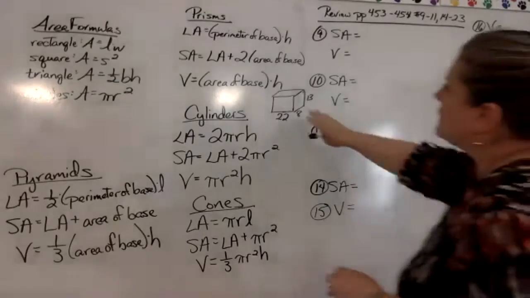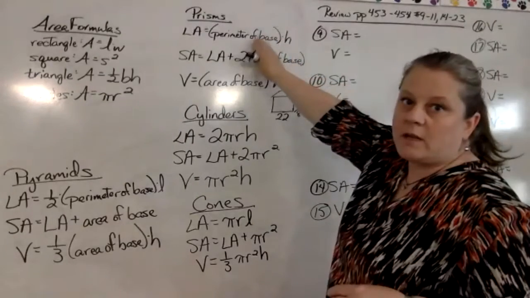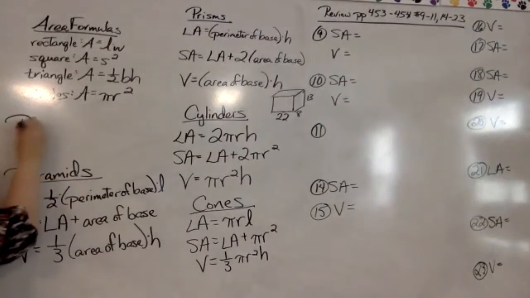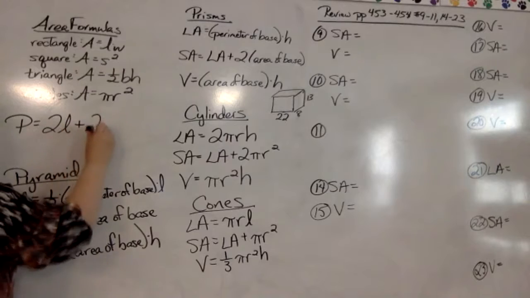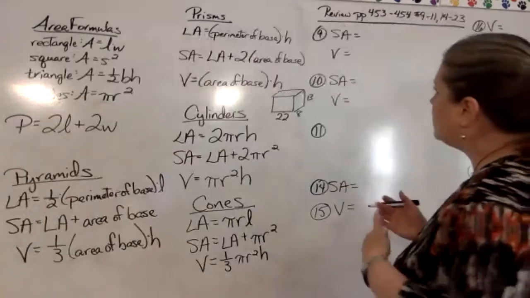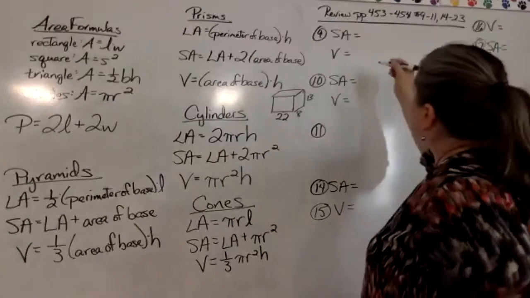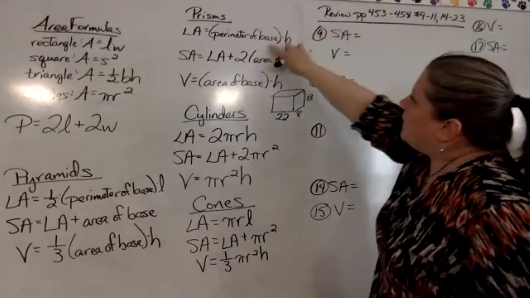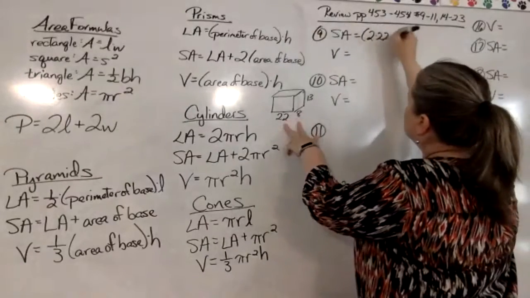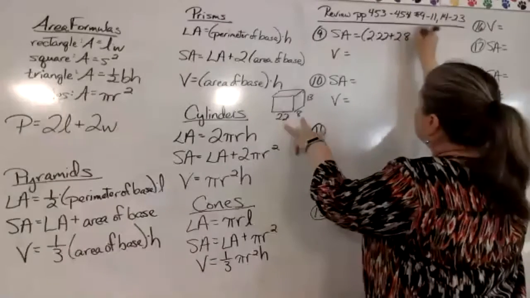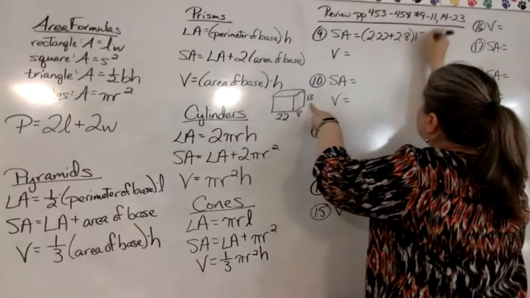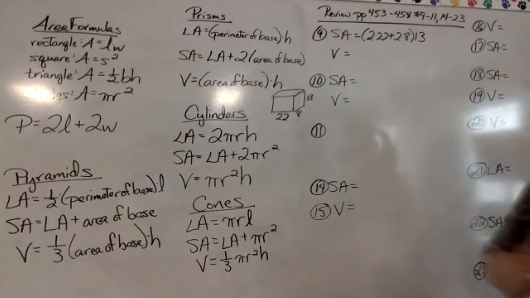Surface area. So surface area says you take the perimeter of the base times the height. Now remember, perimeter of a rectangle is 2 times the length plus 2 times the width. We did that like last Wednesday. So when I go to do this, I'm going to have my perimeter of the base, which is 2 times the length plus 2 times the width. That's the dimensions of your base. And then it's multiplied by the height of the prism, the 13. So that's what we're going to work out for surface area for number 9.